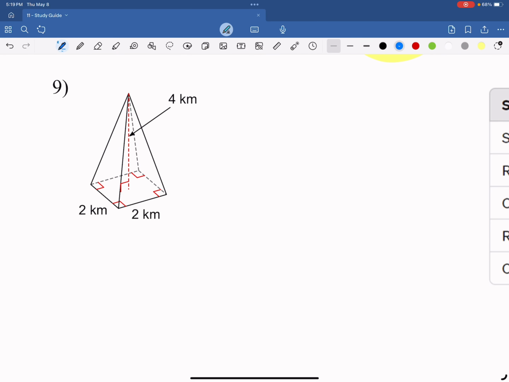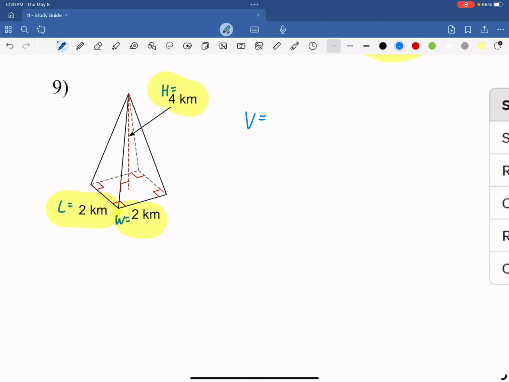Number 9. We have given the height of this pyramid, and we have our width. Oh, actually, what am I saying? Backtrack. This is, again, length, and then our width, right? This is our height. Sorry, I don't even know why I had to erase it. So we have 3 different details here.